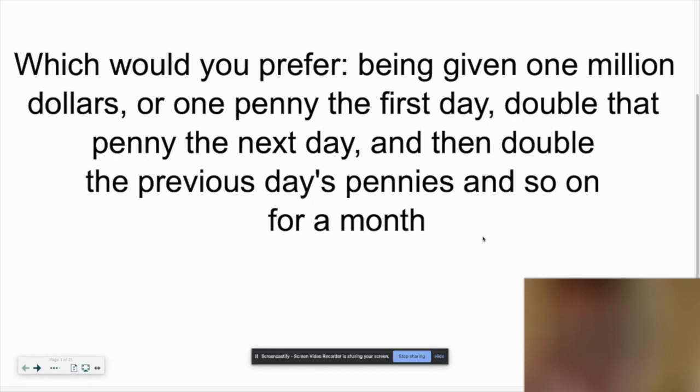Okay, it says, which would you prefer, being given $1 million or 1 penny the first day, double that penny the next day, and then double the previous day's pennies, and so on for a month? Most of the time I have students say they just want the $1 million and they don't want to have to count the pennies. So we'll see by the end of this lesson which one you prefer.